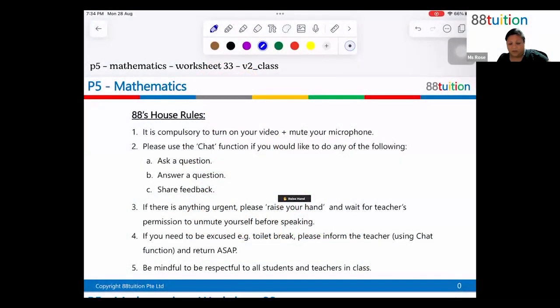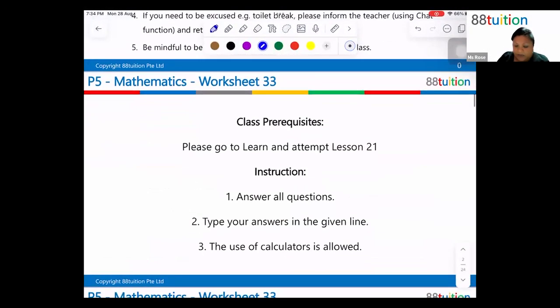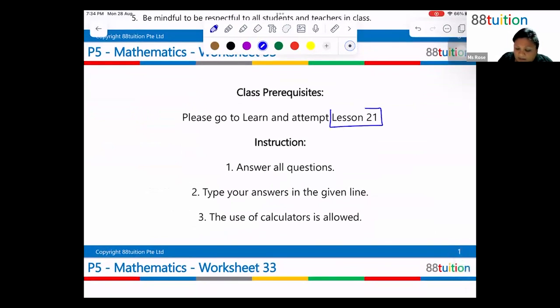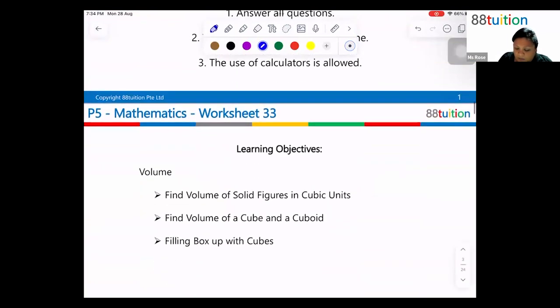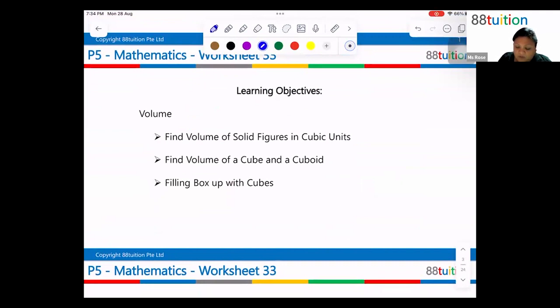Now, okay, so we're going to go through lesson 21. In lesson 21, what we'll be covering will be solid figures in cubic units. We're going to find volume of cube and cuboid, as well as filling a box up with cubes.